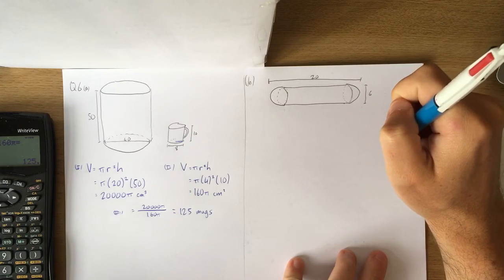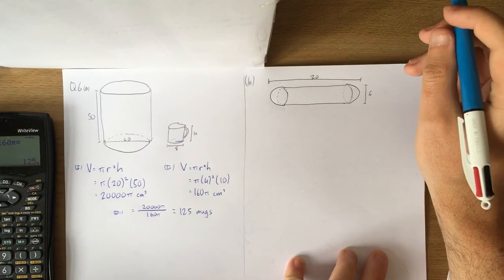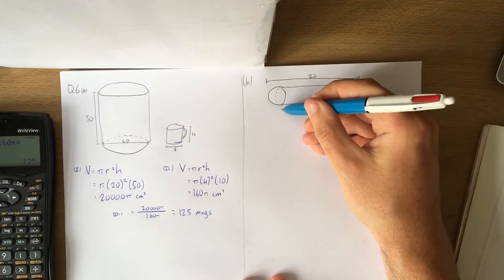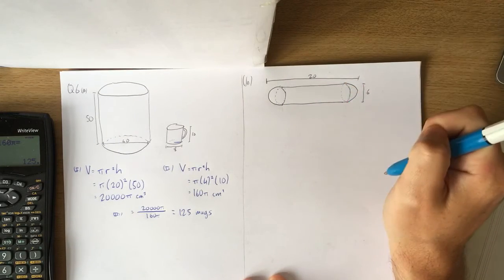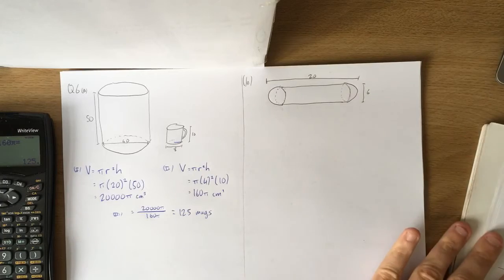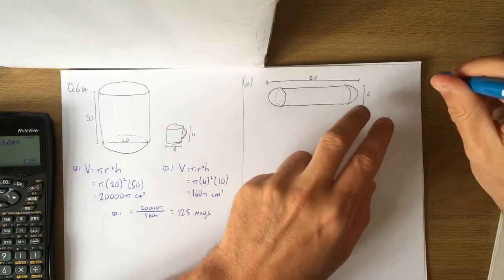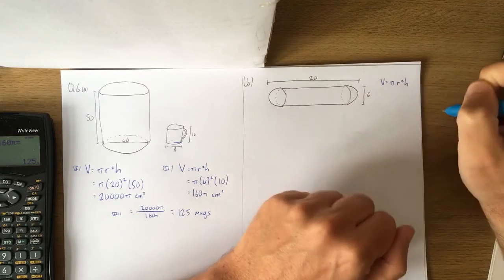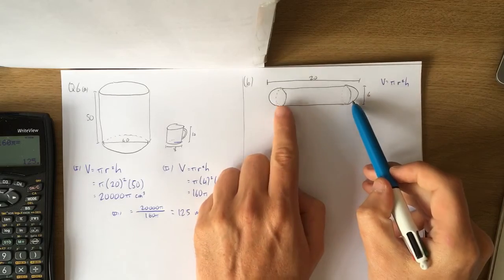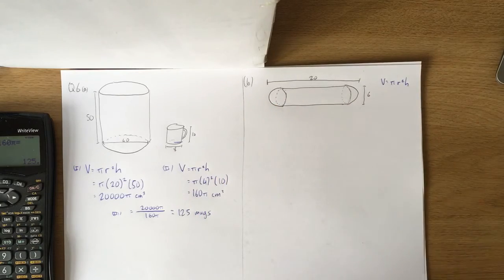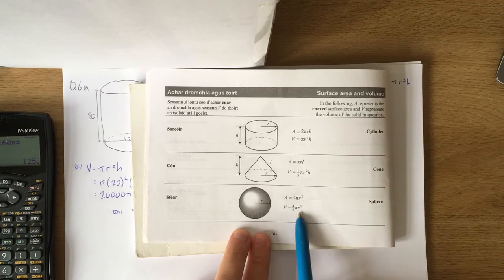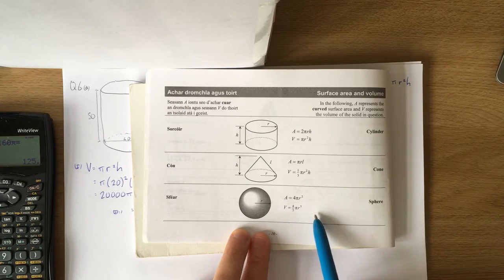Calculate the volume of the capsule, giving your answer correct to the nearest millimeter cubed. So I need to get the volume of the cylinder in the middle. The volume of a cylinder, which we've used already in this question, is pi r squared h. And I also need to get the volume of these two hemispheres together. Now, the volume of a hemisphere is the volume of a sphere formula multiplied by a half.